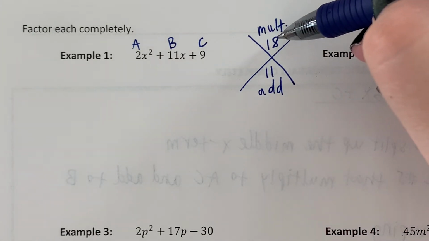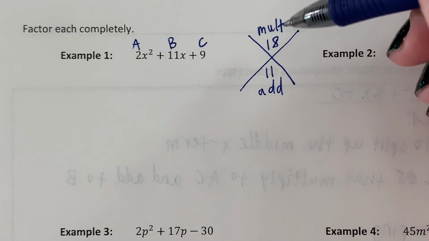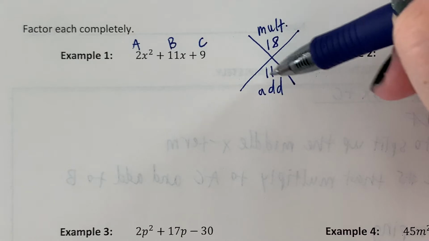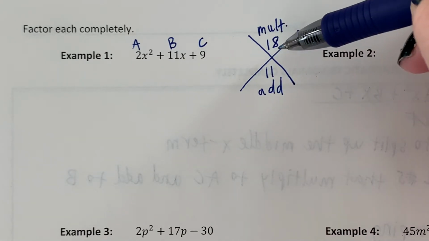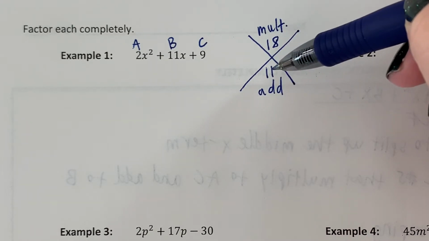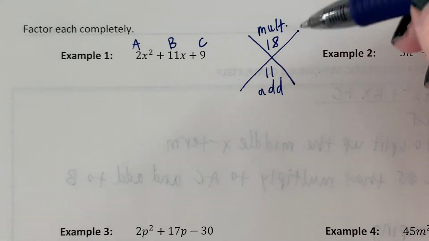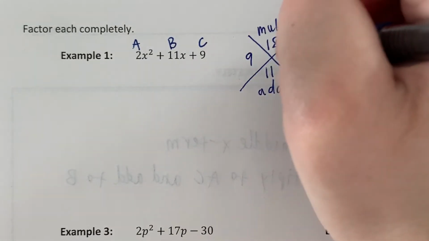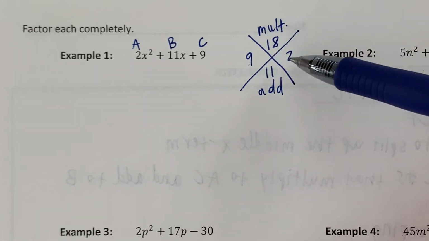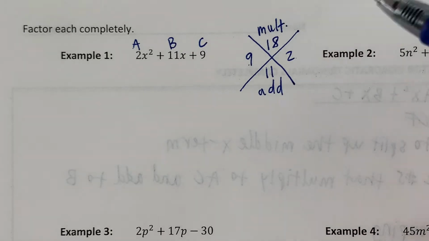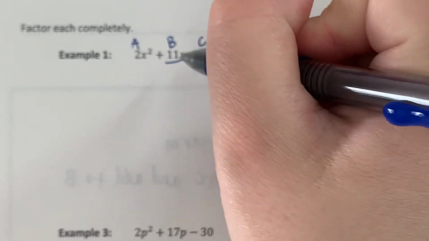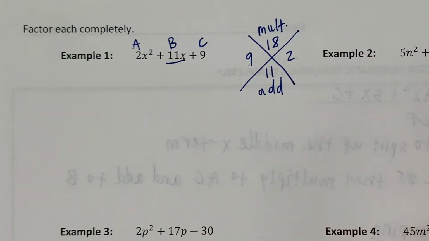So what you need to do is think of numbers that multiply to 18. So for example, 18 times 1, but there's no way you could add 18 and 1 to get 11. Or maybe you're thinking 6 times 3, but there's no way we could add 6 plus 3 to get 11. 9 and 2 does work, because 9 times 2 multiplies to 18, and 9 plus 2 adds to 11. So I just found the two numbers that I need to use to split this middle term. This 11x is going to be split into 9x and 2x.